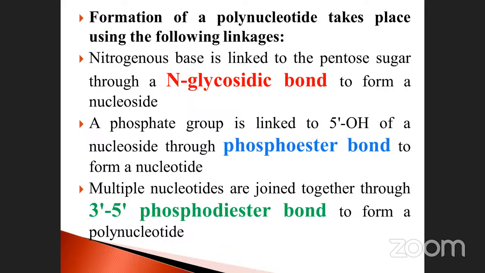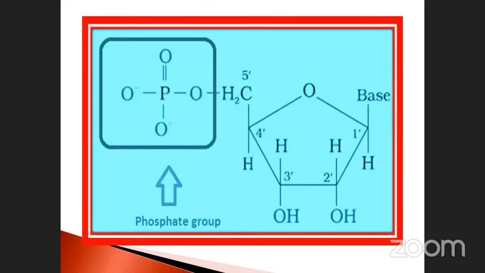These two joints are linked with the help of a bond called the N-glycosidic bond. See that? The nitrogen base and the sugar molecule have this bond between them. It is called an N-glycosidic bond. Now, what about the bond between the sugar molecule and the phosphate?